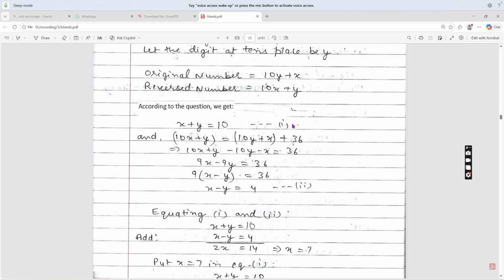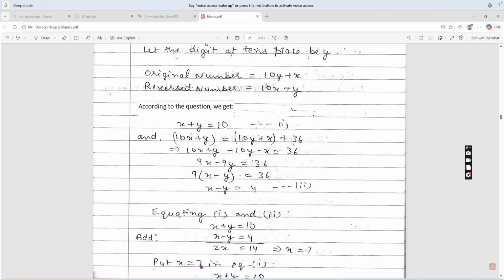Now, very simply, we are going to solve these two equations. x plus y is equal to 10, x minus y is equal to 4. Now see, the coefficients of y are opposite but the same in magnitude, so we are going to add them. x plus x gives us 2x, plus y minus y gives us 0. 10 plus 4 is 14. So x is equal to 14 by 2, that is 7.